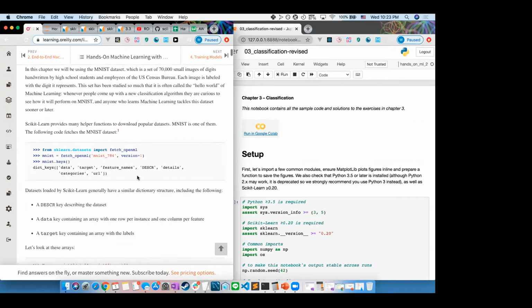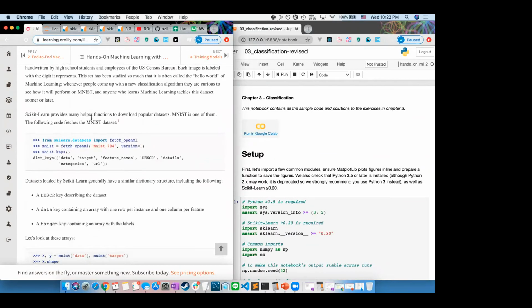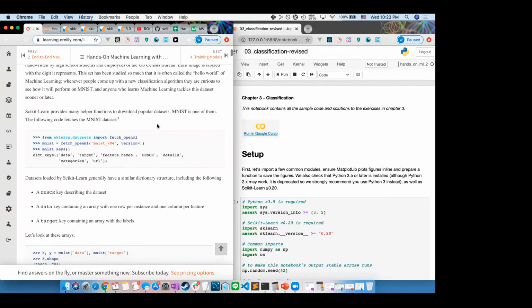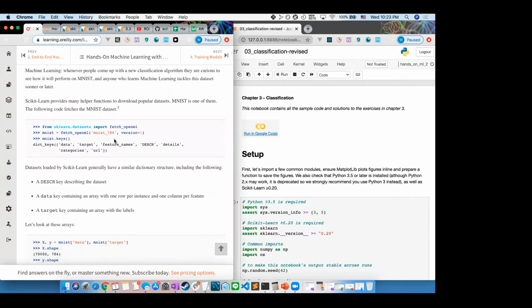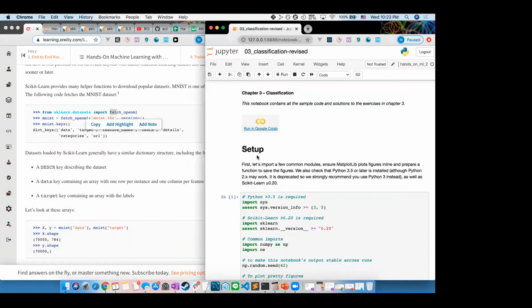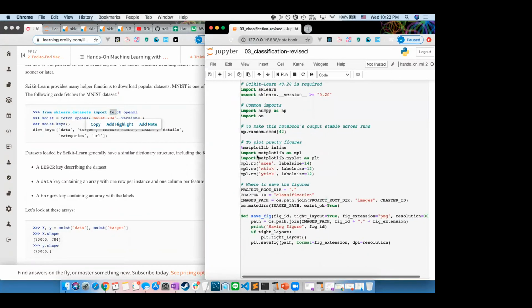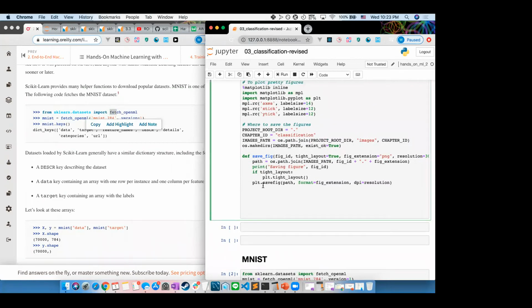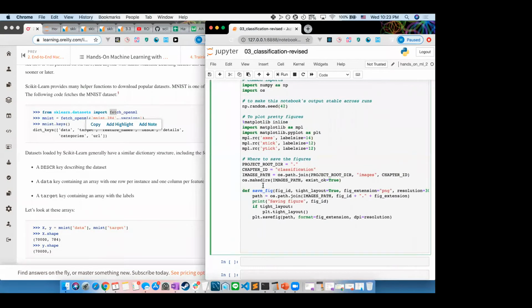Cool. So scikit-learn provides many helper functions to download popular data sets. MNIST is one of them. I guess this is just scikit-learn's. And let me start running this. Okay.